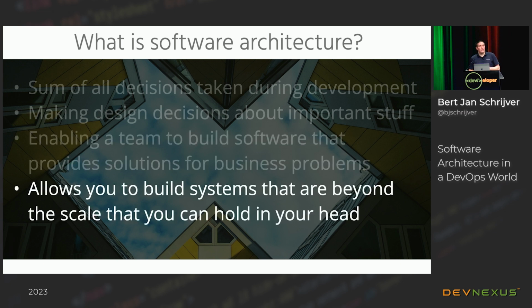And this is a quote from Dave Farley, the author of the Continuous Delivery book: software architecture allows you to build systems that are beyond the scale of what you can hold in your head. So with software architecture, you're dividing your system in useful subcomponents that build on top of each other. Any of those components you can keep in your head, but the entire system may be too big to keep in your head. Even if you have a large head like me, it may still not fit.